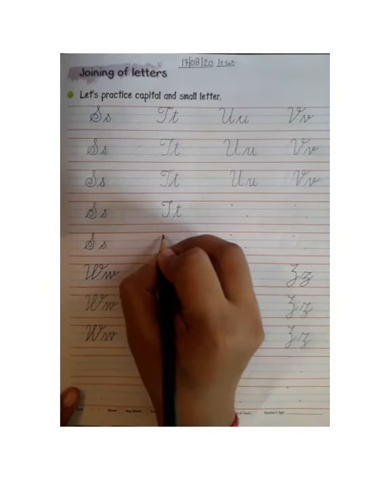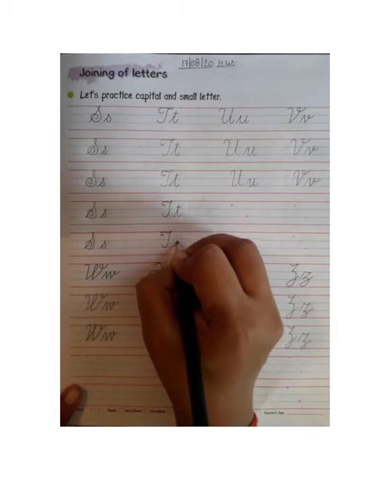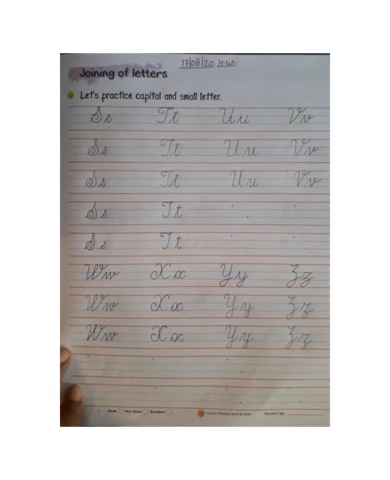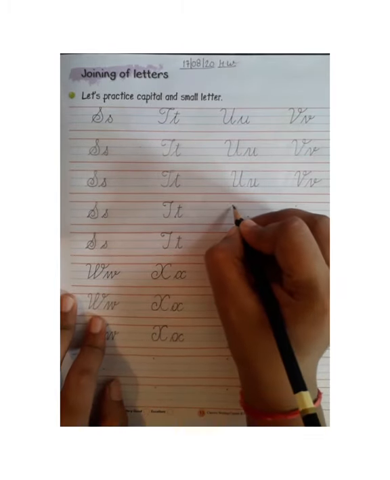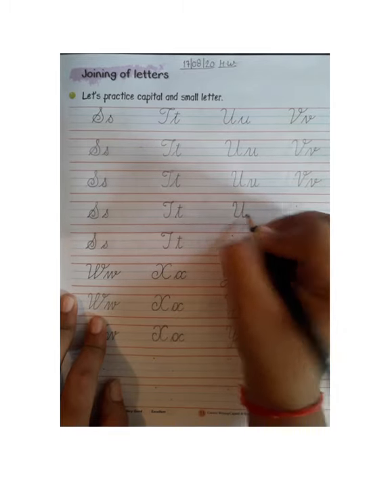Now we will make capital cursive T again. We will start from the dot and make like this. You can see how to make capital cursive T and small cursive T. Now we will make capital cursive U. We will start from the dot and it will be made in 3 lines like this.